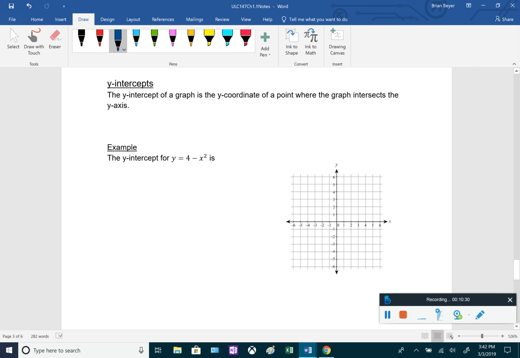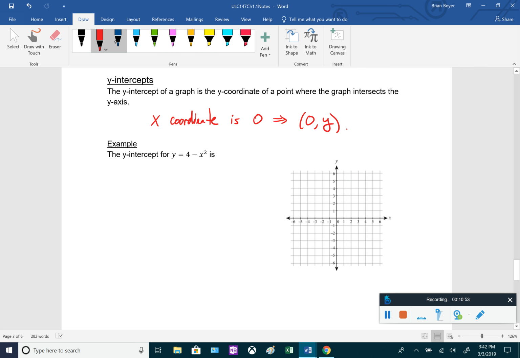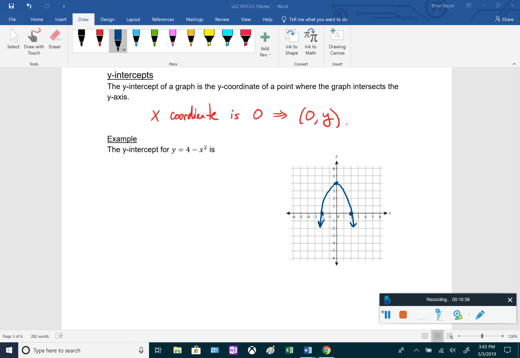Let's take a look at the y-intercepts now. The y-intercept of a graph is going to be the y-coordinate of a point where the graph intersects the y-axis. So that means the x-coordinate is 0. As an ordered pair, it would look something like 0, y, where the y is just the y-intercept. So once again, taking a look at the graph of y equals 4 minus x squared, it looks something like this. The y-intercept where it crosses the y-axis is right there. The y-intercept is going to be 0, 4.